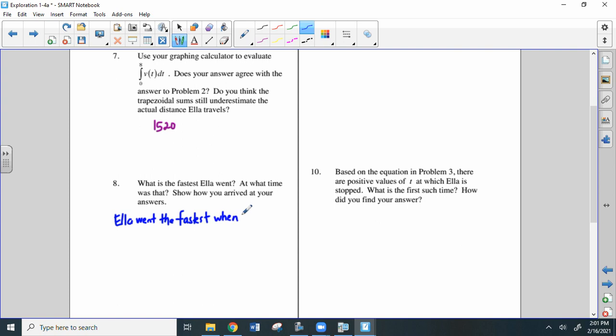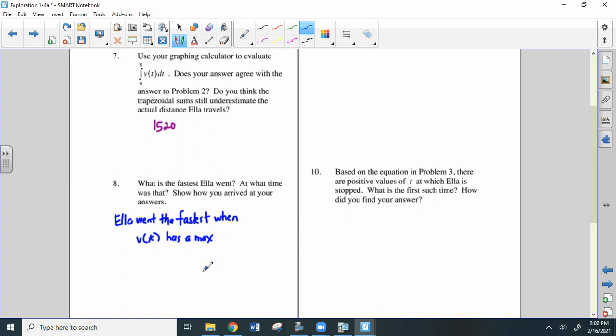So that's when her acceleration, I guess, well, no, that would be like her speed. So it's really when her velocity has a max, right? She's going to go the fastest when her velocity has a max, all right? Because, yeah, I don't want to misexplain something. So we're going to say Ella went the fastest when velocity has a max, all right?